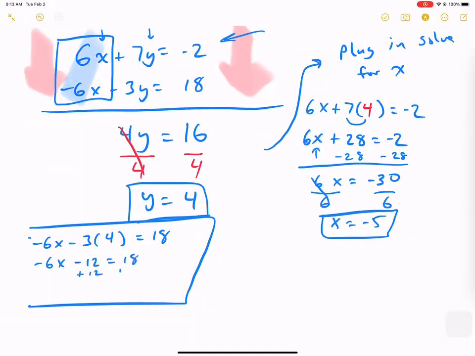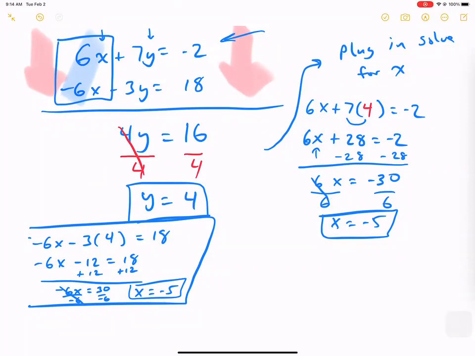Plus 12 to both sides. We're left with negative 6x equals 30. And how do we get rid of this negative 6 times x? We divide both sides by negative 6. 30 divided by 6 is 5, and a positive divided by a negative is a negative 5. So both answers would be exactly the same. It just depends on which one you would rather do. And if you're not sure, just do the top one. It's fine.